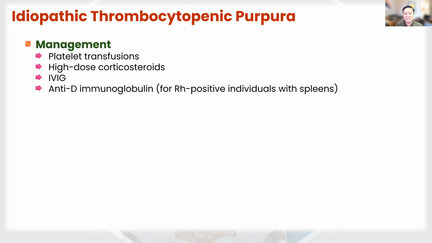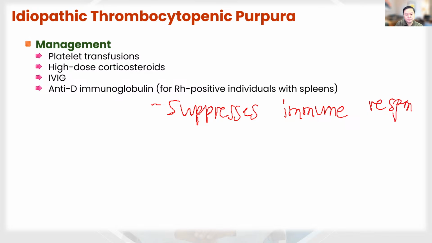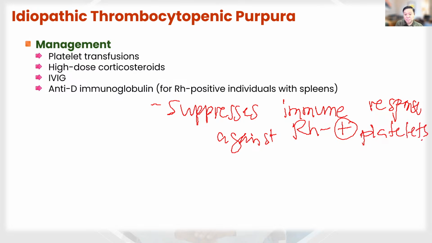Now, another therapy that you need to know is the anti-D immunoglobulin. So what is the anti-D immunoglobulin? This is going to be beneficial for those patients that are Rh positive individuals with spleen. So this is basically going to work by suppressing the immune response against the Rh positive platelets. Again, the reason for the anti-D immunoglobulin is to suppress the immune response against the Rh positive platelets, which can occur in the ITP.